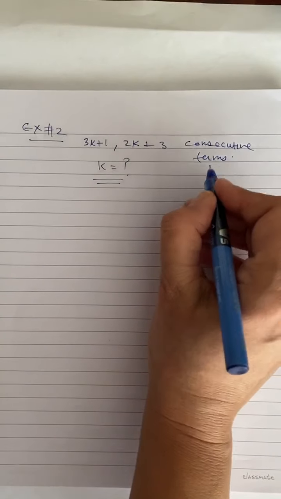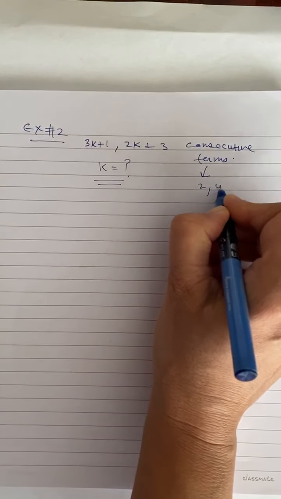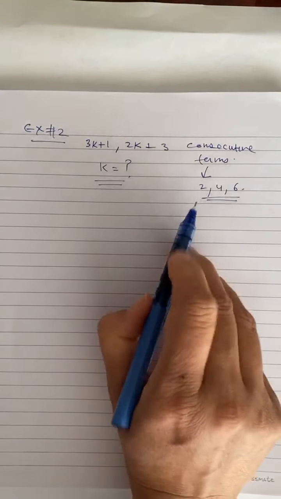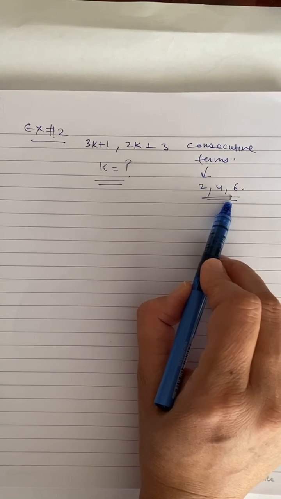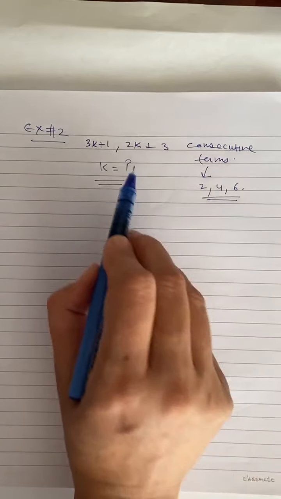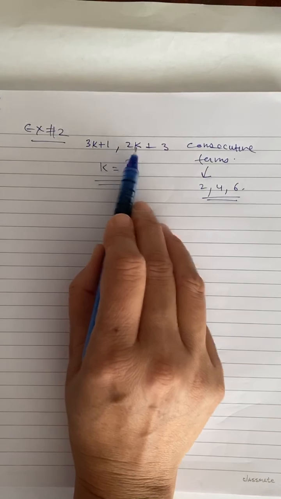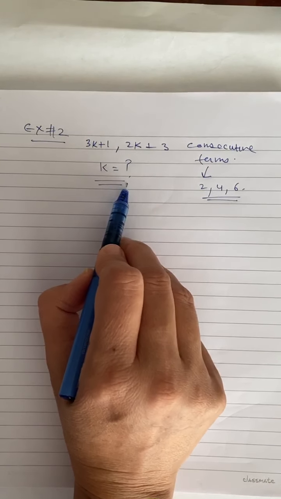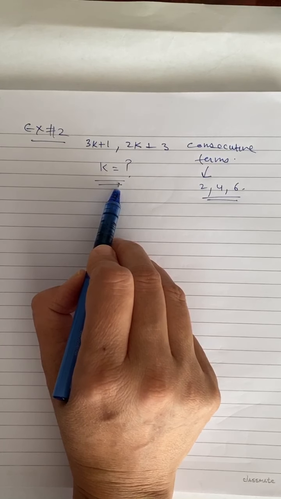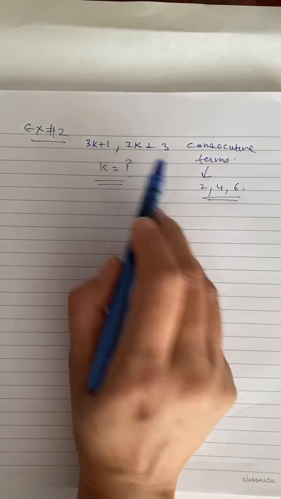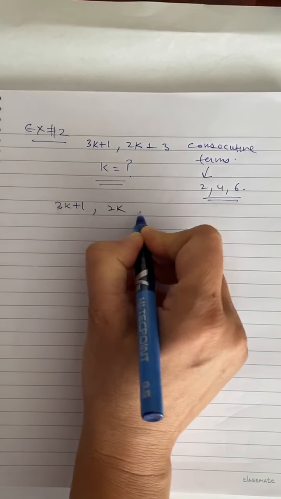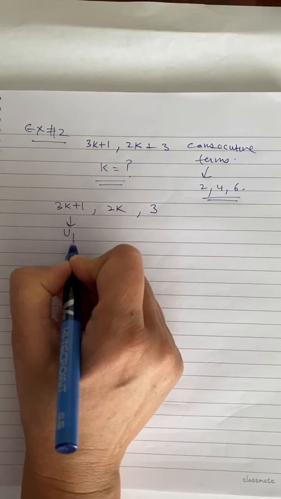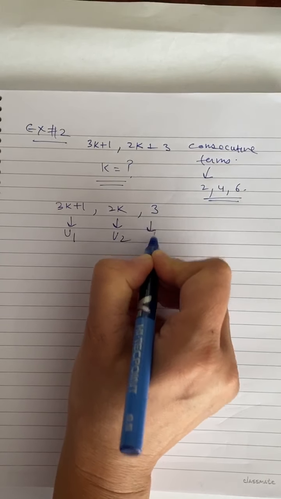Now in this question, what do you mean by consecutive terms? For example, 2, 4, 6. They are consecutive terms of an arithmetic sequence or progression. Now if these three are consecutive terms of an arithmetic progression, we have to find k here. So 3k plus 1 and 2k and 3. I'm going to just rewrite it. So this is 2k and this is 3. Let's say this is u1, this is u2, and this is u3.